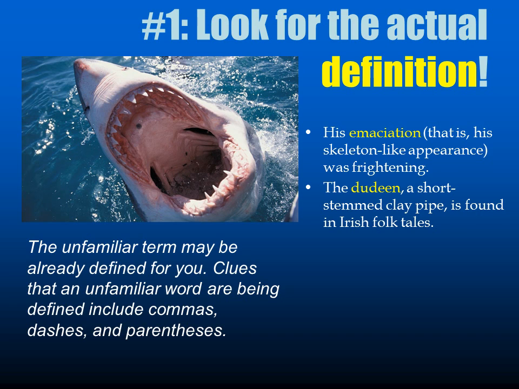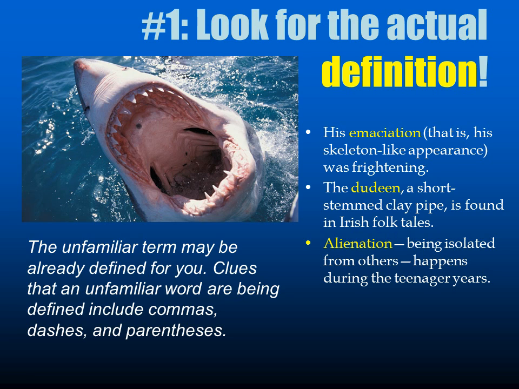The dudeen, a short-stemmed clay pipe, is found in Irish folk tales. A dudeen is a short-stemmed clay pipe. Alienation, being isolated from others, happens during the teenager years. So notice between the dashes is the actual definition of alienation.